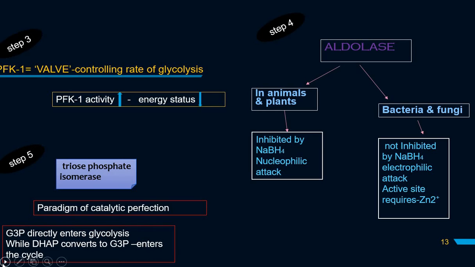So there is no wastage of DHAP. Every molecule produced in this cycle is getting consumed inside the cycle. No molecule goes as waste. And the overall free energy liberated from the preparatory phase is 2.2 kilojoule per mole.